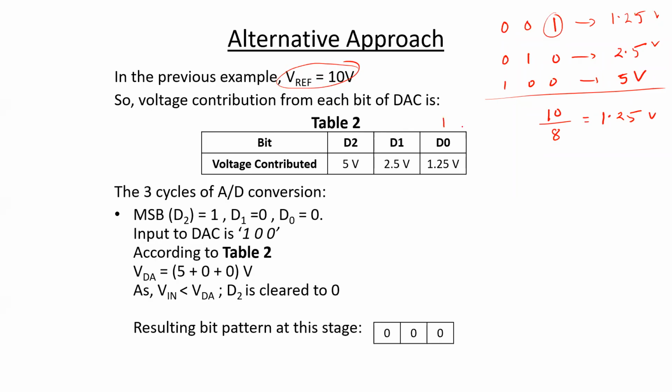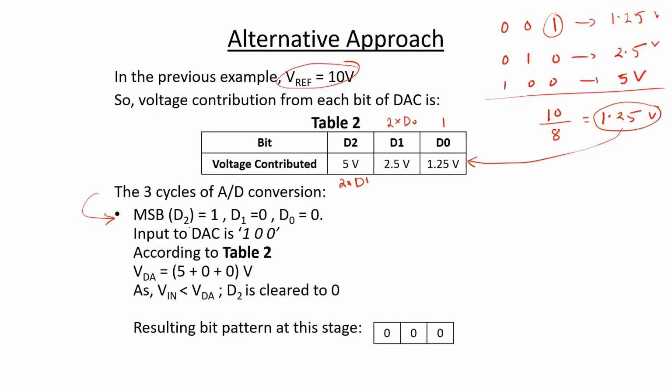So for the first bit, the contribution will be equal to this quantizer interval. For the second bit, it will be double of the previous bit, so double of what you are getting from D0. For the third bit, the contribution would be twice of the contribution from the previous bit. In this way, for a higher number of bits as well, by determining the quantizer interval, you can formulate a table easily where you would have the contributions from each particular bit. Now let's go back to the 3 cycles of AD conversion.